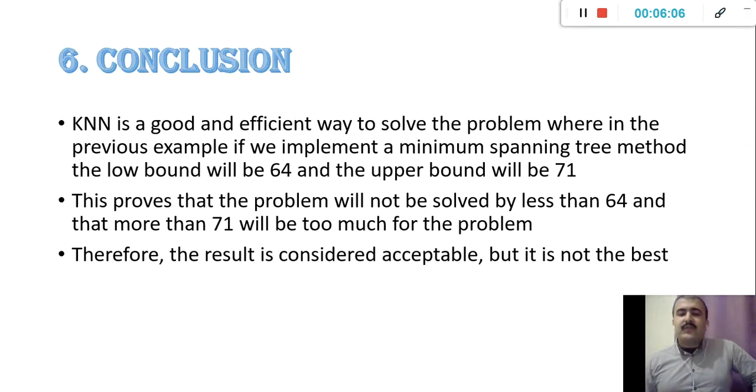So it's the efficient way to solve the problem, and KNN is a good way to solve the problem, but not the most efficient way to solve. If we try another algorithm, we may have the result value of 64, and so on. It is still a good way to solve the problem, but it is not the efficient way.